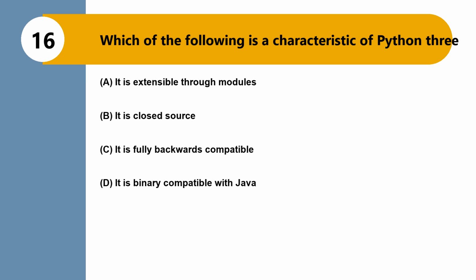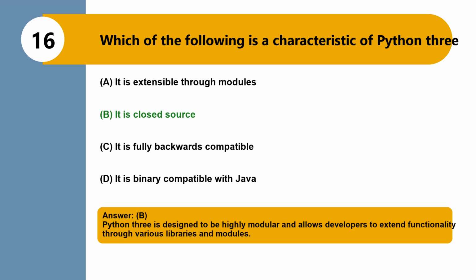Question 16. Which of the following is a characteristic of Python 3? Option A, it is extensible through modules. Option B, it is closed source. Option C, it is fully backwards compatible. Option D, it is binary compatible with Java. The correct answer is option B, it is closed source. Python 3 is designed to be highly modular and allows developers to extend functionality through various libraries and modules.